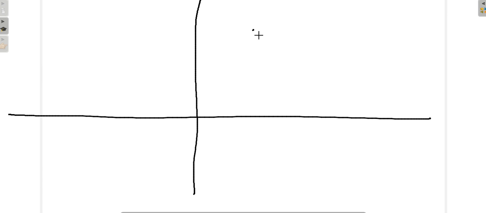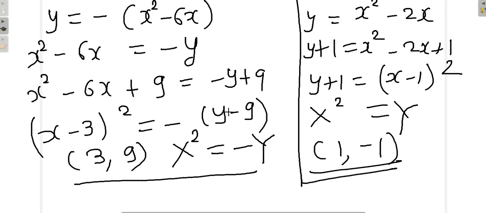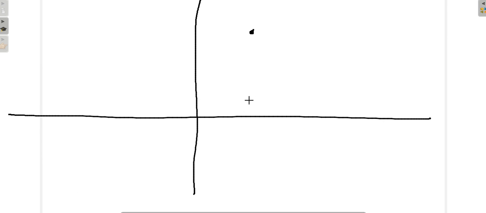This is say 3 comma 9 and x square equal to minus 1. Where does the curve cut x-axis? You put y equal to 0. If you put y equal to 0, you get x minus 3 bracket square is 9. So the curve cuts x-axis at either x equal to 0 or x equal to 6. This is x equal to 0 and this is x equal to 6.